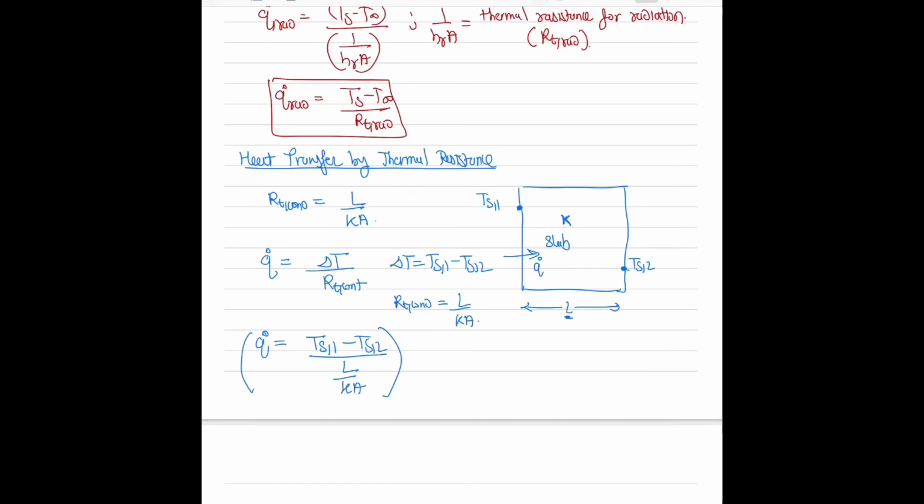And we can also draw a resistance network for this one. If this is our point at temperature Ts1 and we have one resistance and here we have Ts2, so this resistance is equal to R conduction equal to L by Ka for the same problem. So by this method also we can find how much heat is passing through the slab, but we will not be able to find the temperature distribution by this method. Temperature distribution can only be found by solving the energy equation in our domain.